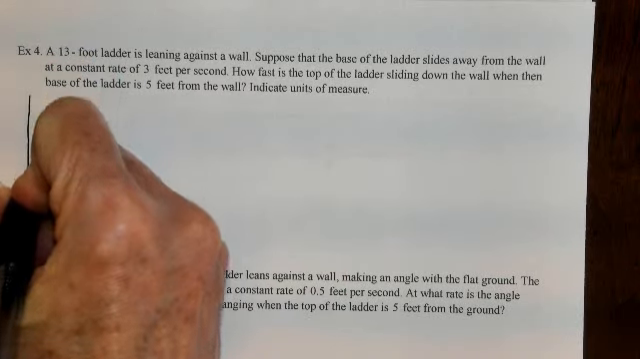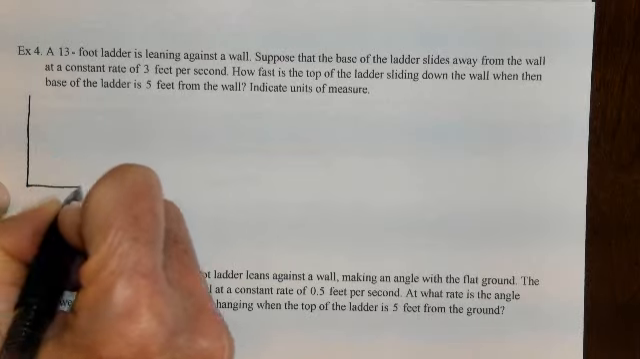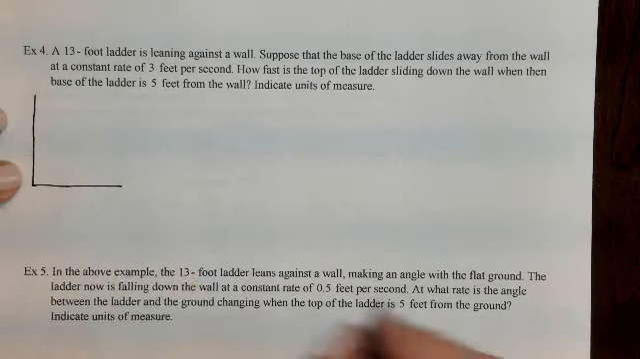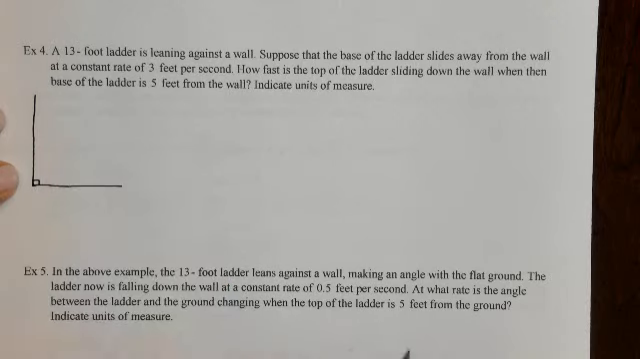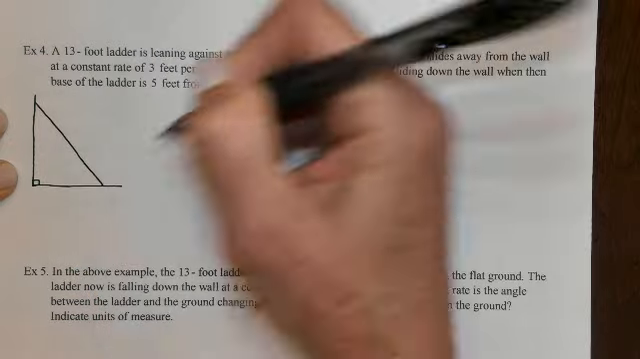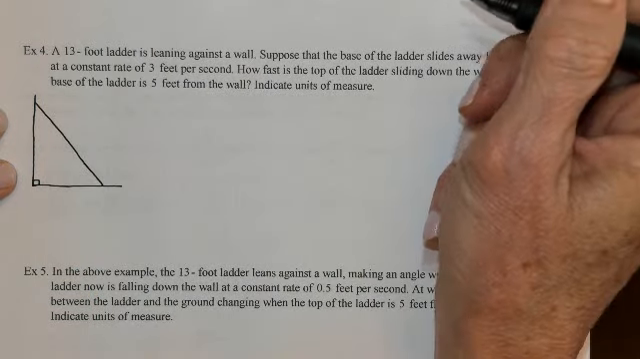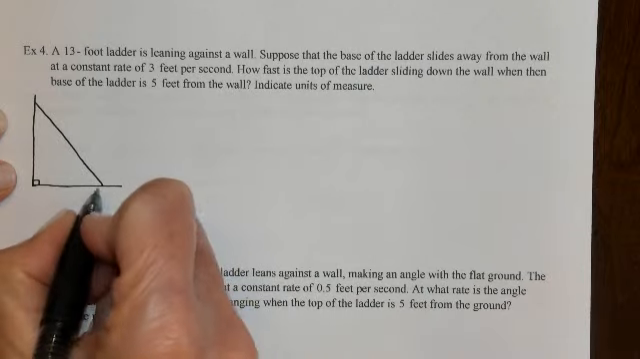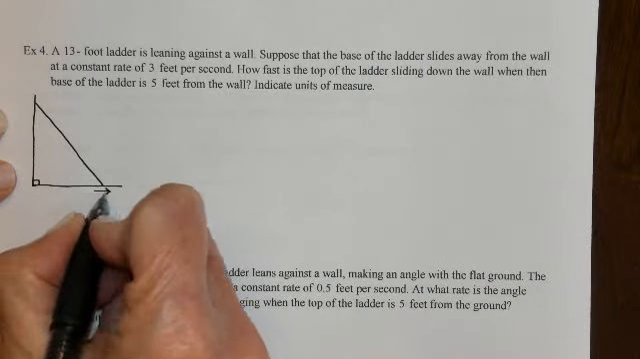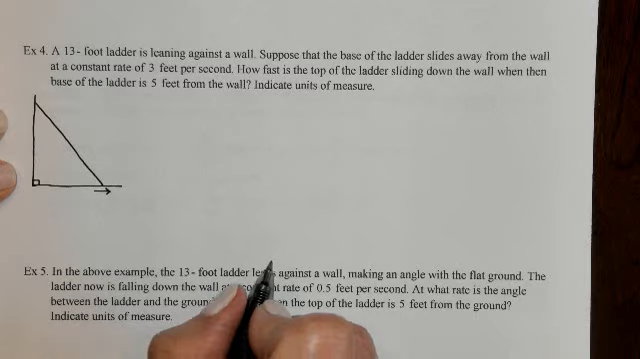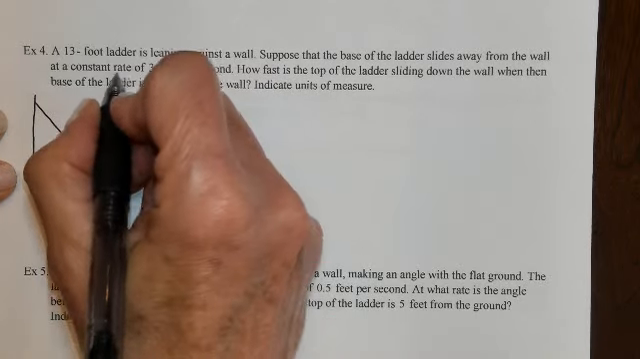We have a ladder leaning against, I'm assuming that the wall and the floor are vertical and horizontal. In other words, I'm assuming that they meet at a right angle. And we have this ladder leaning against the wall. So I'm going to draw the ladder. Okay? The base of the ladder slides away from the wall. So the base of the ladder is coming out this way at a constant rate of 3 feet per second.